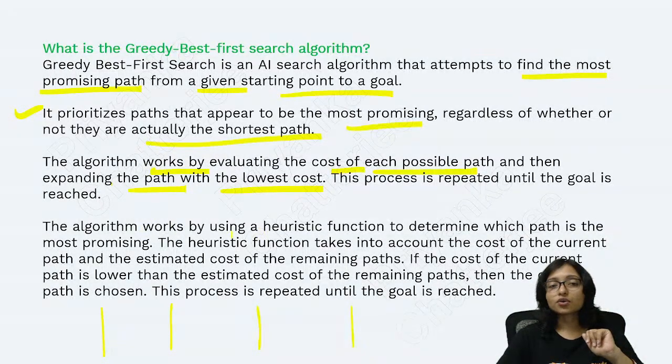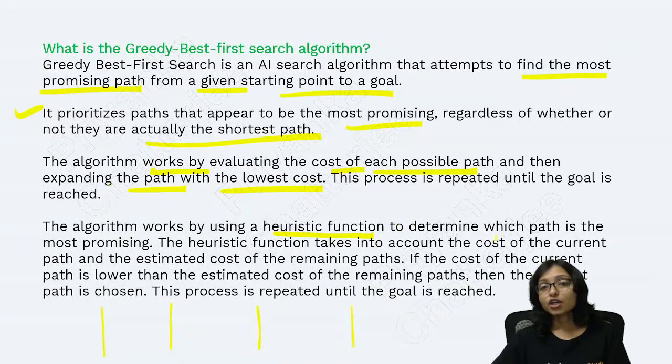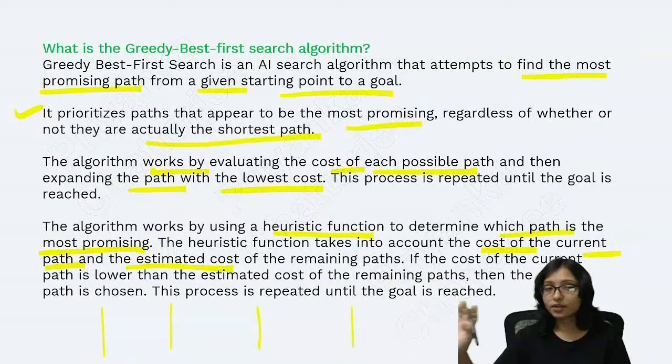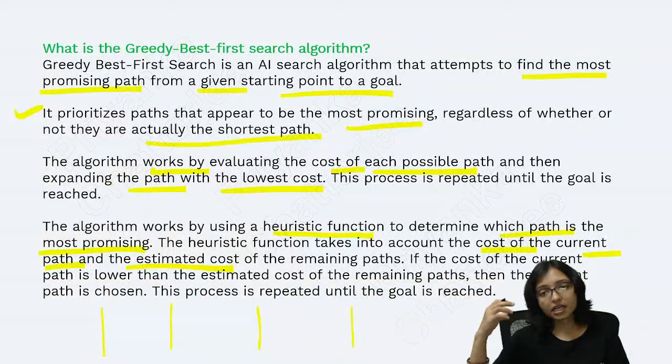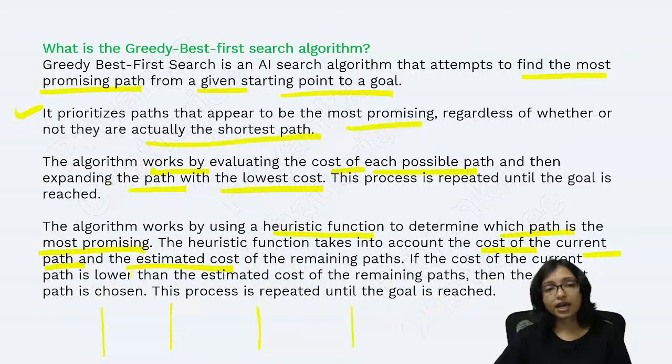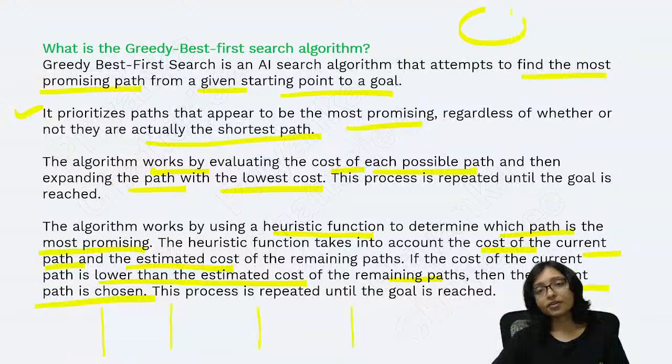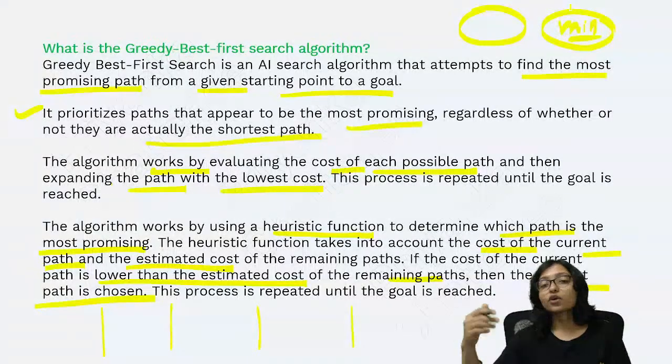The algorithm works using the heuristic function. Here in greedy also we are using a heuristic function to determine which path is the most promising. So the heuristic function takes into account the cost of the current path and the estimated cost. Both the current path and the estimated path will be the main concern of greedy best first search. So if the current path is lower than the estimated cost of the remaining path, then the current path will be chosen. Whatever you have already traversed, if the current one is the minimum out of them all, then you are going to choose that.